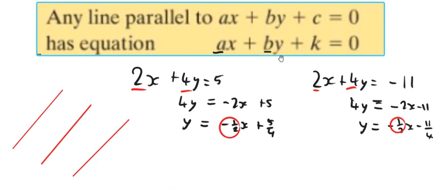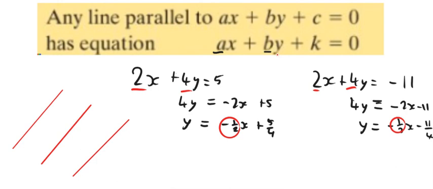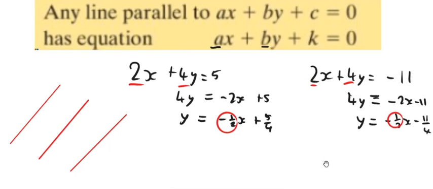So the main thing to remember here is that the thing that's in front of the x and the thing that's in front of the y must be the same if lines are parallel to each other. And then it's just the other bit, the plus c or whatever, that's the thing that will always change each time.